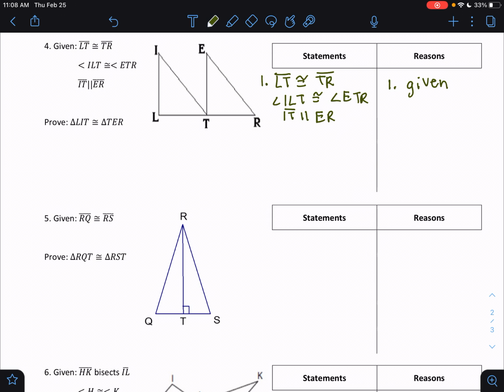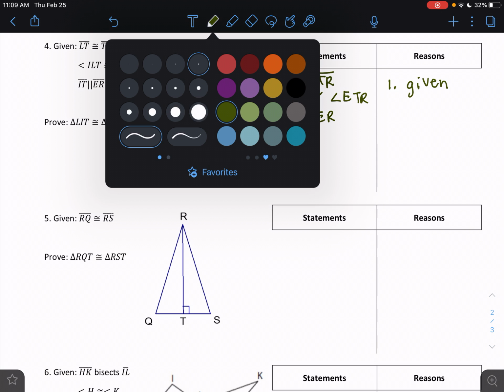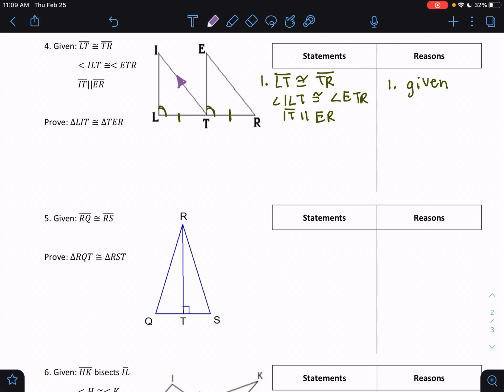So now I'm just going to go back into my triangle and I'm going to mark everything that they tell me. So LT is congruent to TR, and then angle ILT, which is this one, is congruent to angle ETR, and then IT is parallel to ER. So remember, parallel, we put the little arrows. It doesn't mean congruent, it just means parallel. Okay, so right now I only have an angle and a side. So I need some more information to be able to prove these congruent, right?